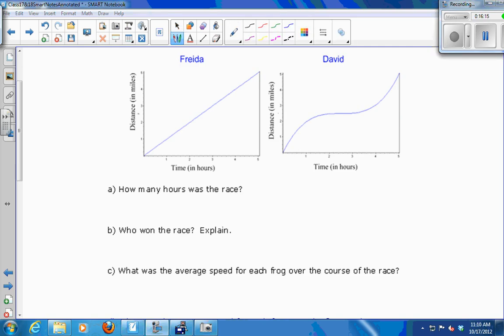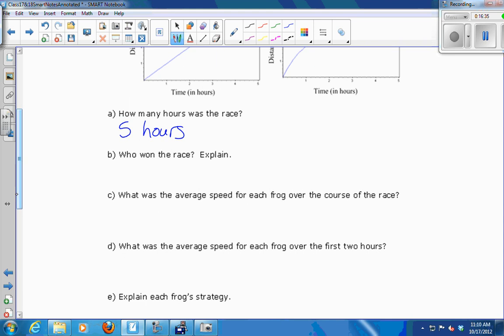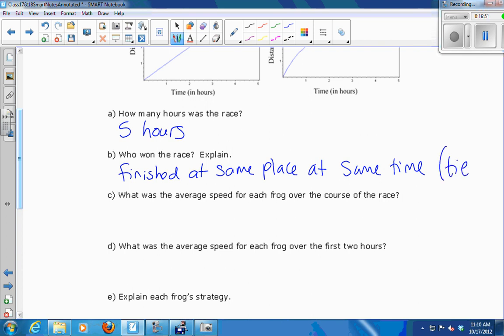Okay, so how many hours was the race? 5 hours. Who won? Ty, can you explain how you know that? Because the average rate of change showed that even though David slowed down for some food in the middle there, he still caught up enough for them to end up at the same place at the same time. Yes, okay, so they finished at the same place at the same time, right? They both went 5 miles in 5 hours, so this is a tie.